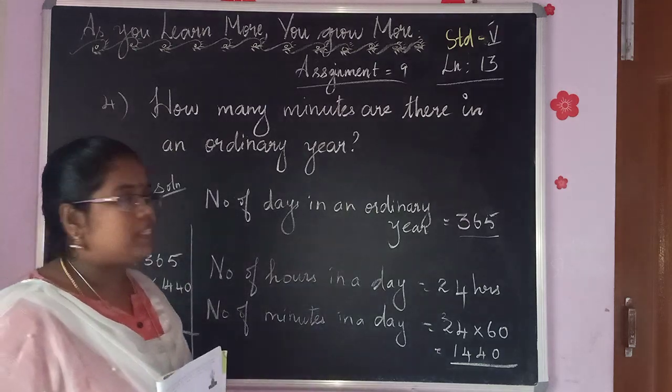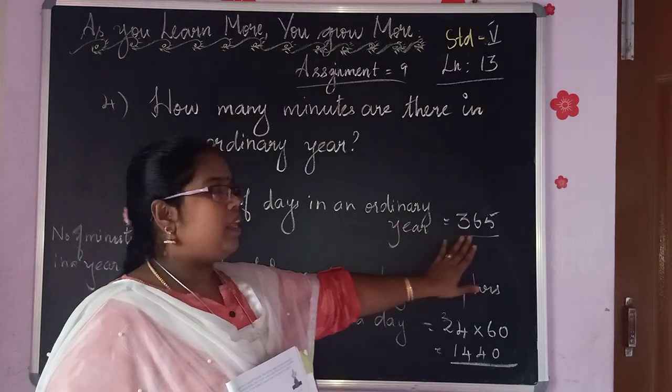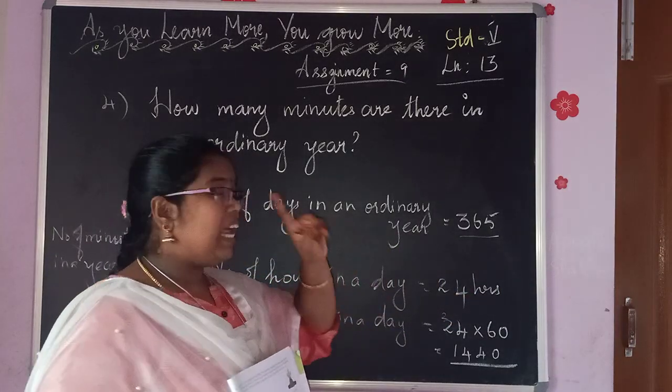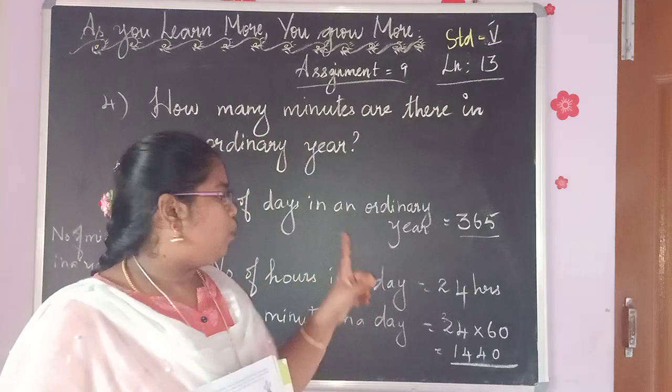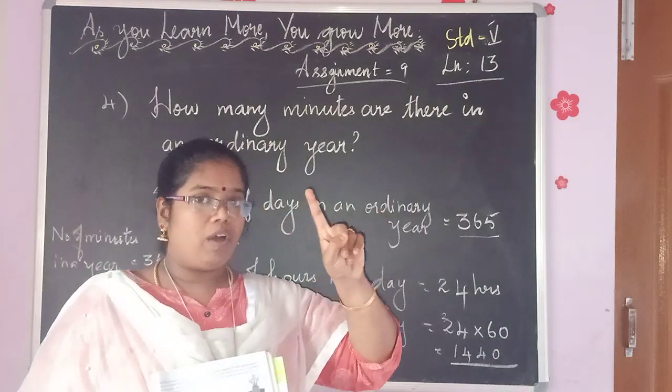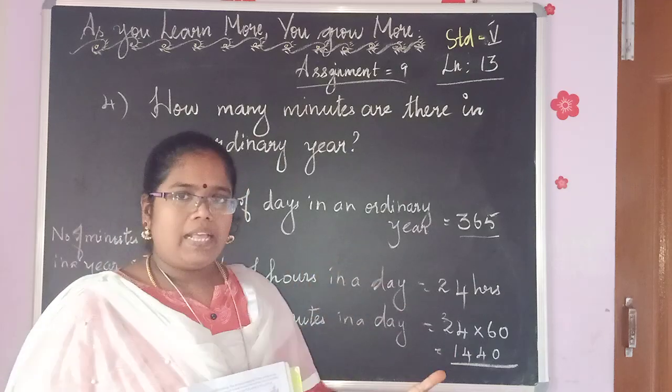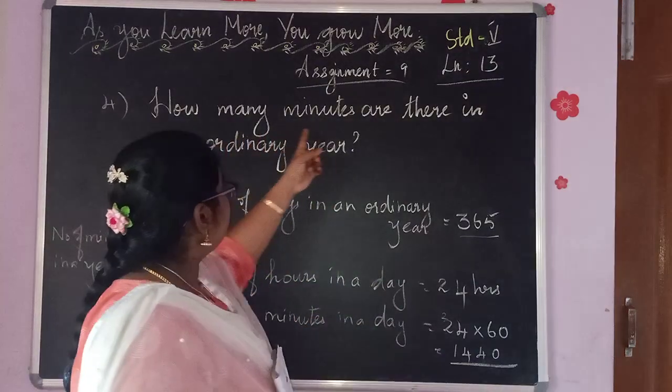Let me explain once again. The number of days in an ordinary year is 365. First let's talk about one day. One day has how many hours? 24 hours. So we do not need the hours answer. We need the answer in terms of minutes.